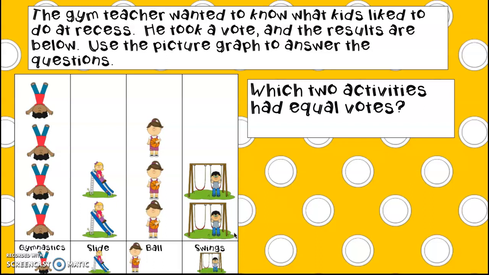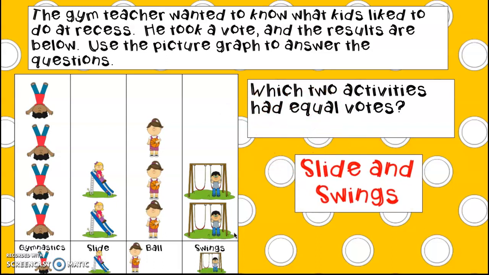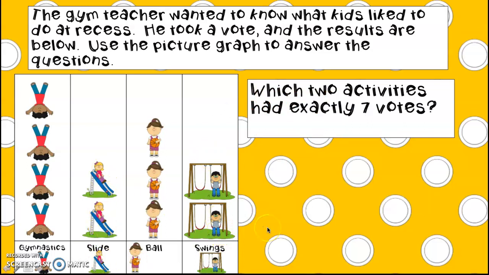Which 2 activities had equal votes? So which 2 activities had the same amount of votes? If you said slide and swings, you are correct. Slide had 2 votes, swings had 2 votes.